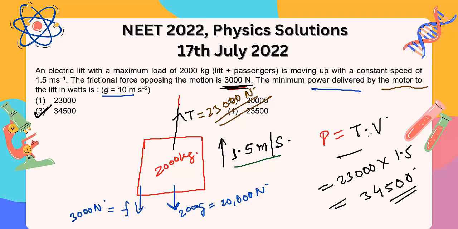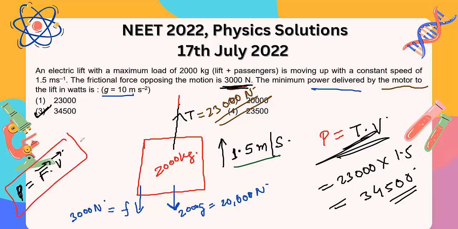Power is what? I am using this formula. Power is force into velocity. It's not a cross product actually. F dot v, power is the dot product of force and velocity. So I'm using this formula here and getting this answer straightforward, 34,500.